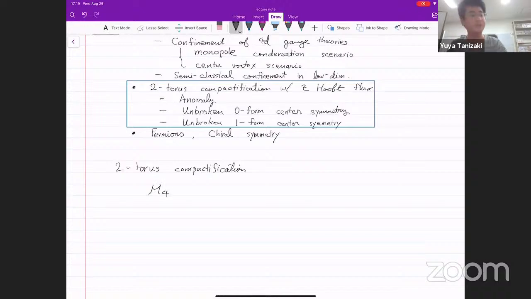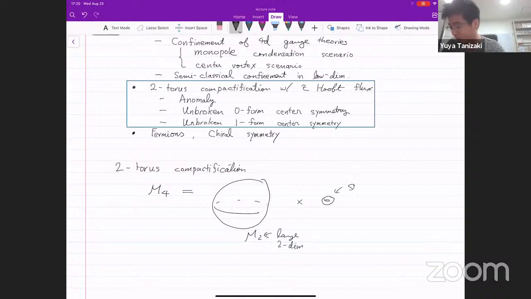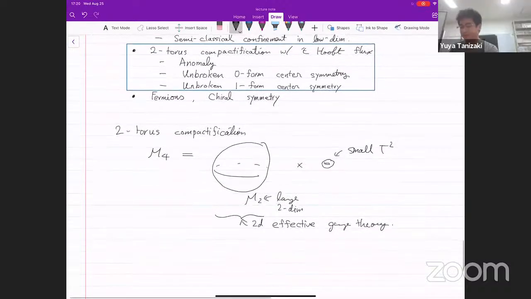So I want to consider four-dimensional gauge theory. Our spacetime is some four-dimensional space, but we consider a large two-dimensional manifold M2 times a very small torus, a small T2. And we want to consider a two-dimensional effective gauge theory here. The goal is to describe confinement of this two-dimensional effective theory using center vortices in a suitable setup of this two-torus compactification. And I want to argue that many interesting physics of four dimensions can be encoded into this two-dimensional effective theory.